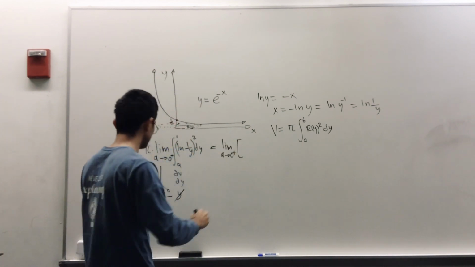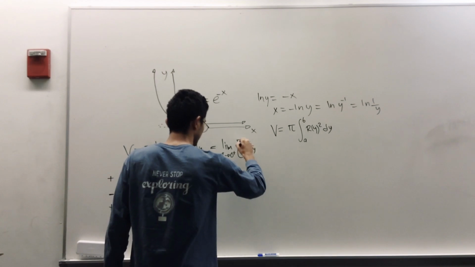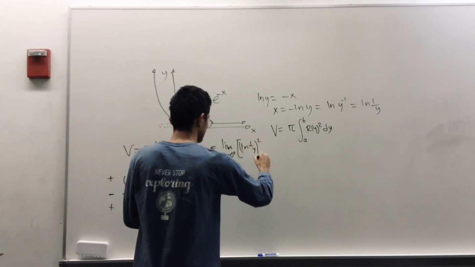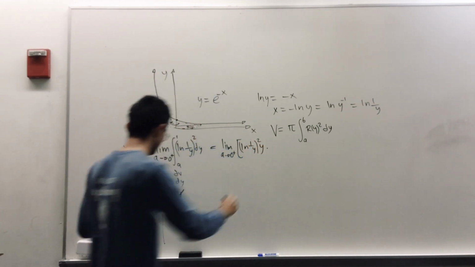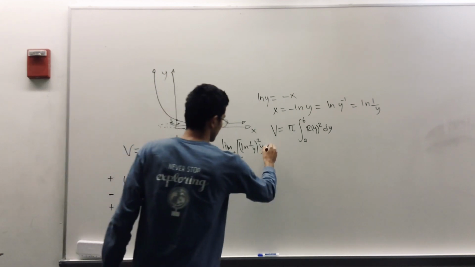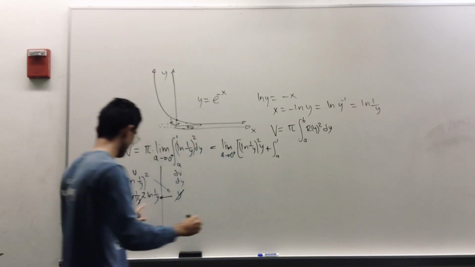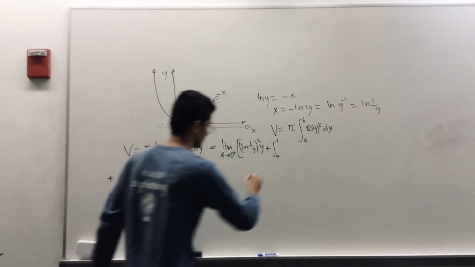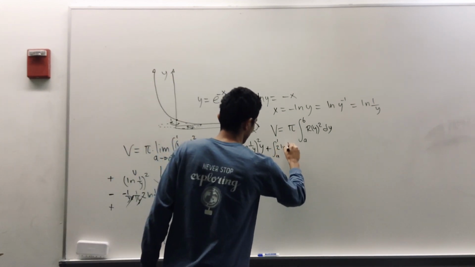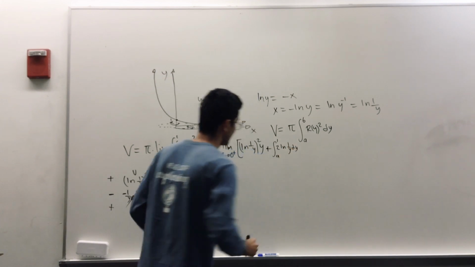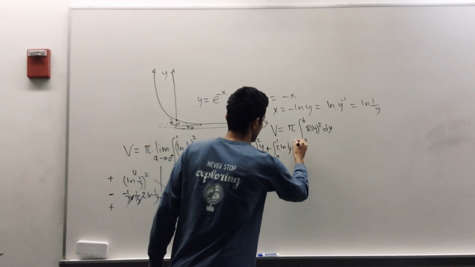let me put a bracket. This is going to be ln of 1 over y squared times y, right? And then negative times negative is positive, so that's going to be plus integral, okay, from a to 1 of 2 ln of y, 1 over y. So 2 ln of 1 over y dy. And then we can integrate this by parts once again.